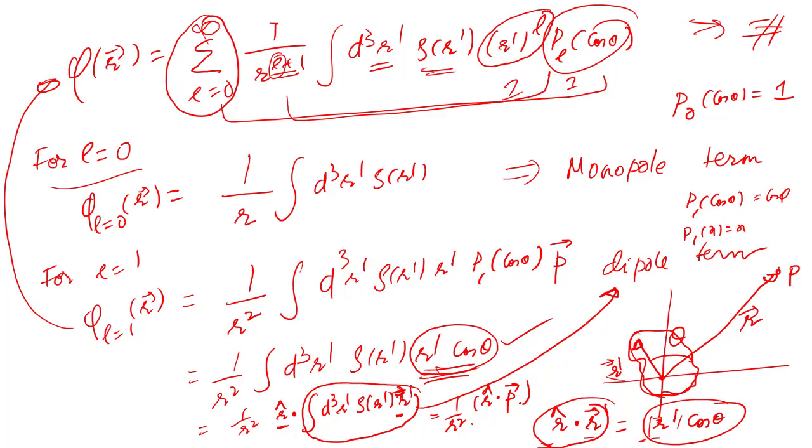Right. So we're simply expanding each term in this series, and we figured out the monopole term. We got the dipole term. So similarly, now you can do it for L equal to 2 as well. So in general we have phi of r is equal to, we found, the sum from L equal to 0 to infinity of 1 by r to the power L plus 1, integral d cube r prime rho of r prime, r prime to the power L, P_L of cosine theta.